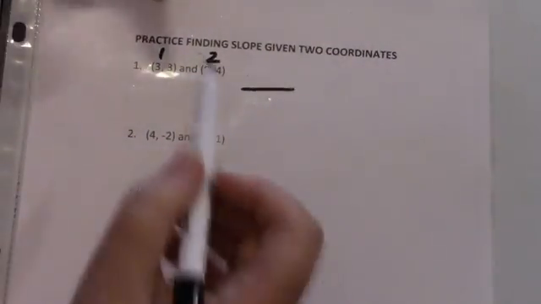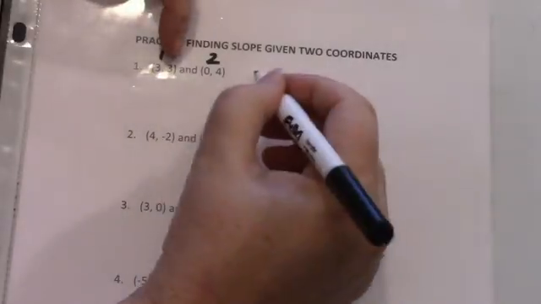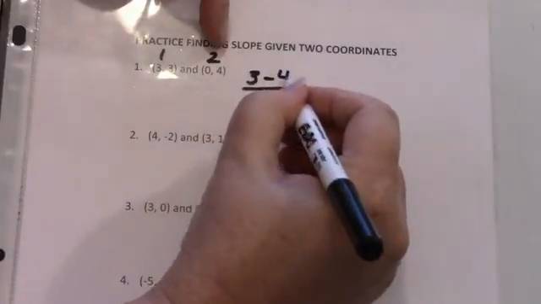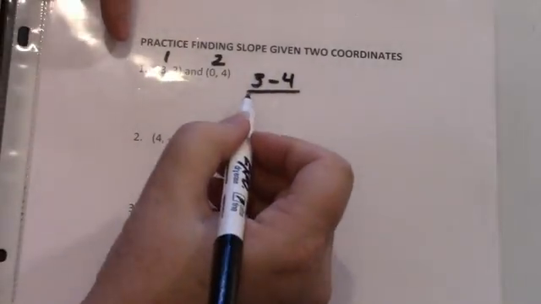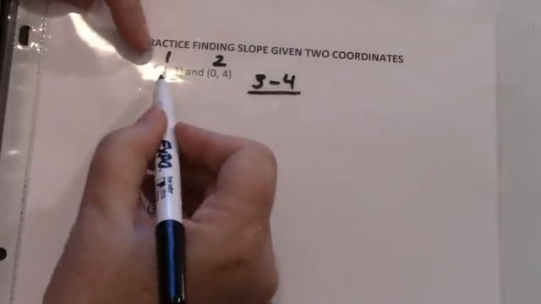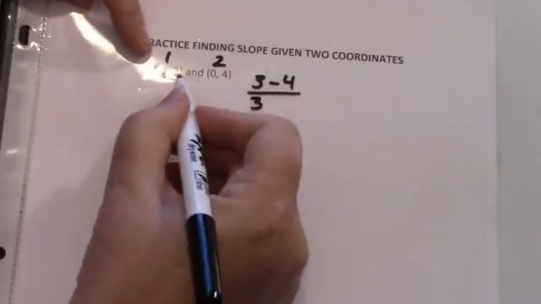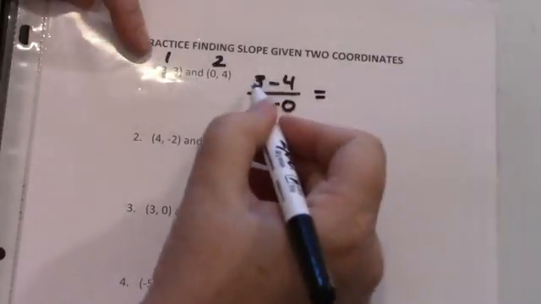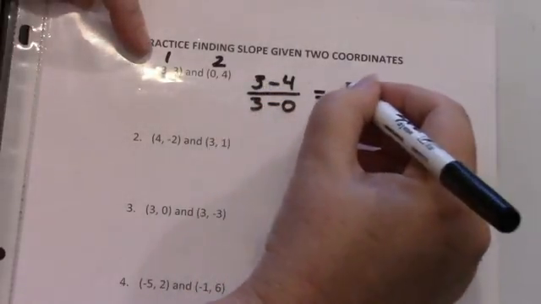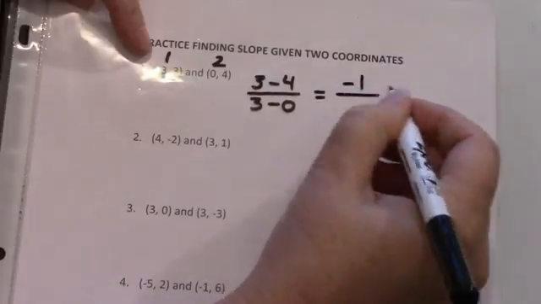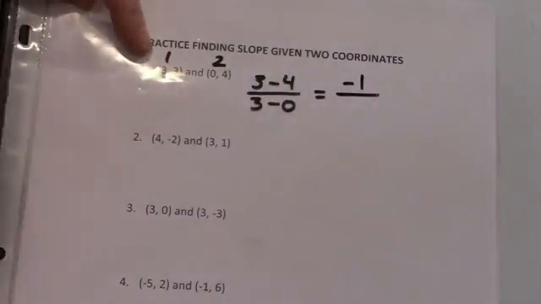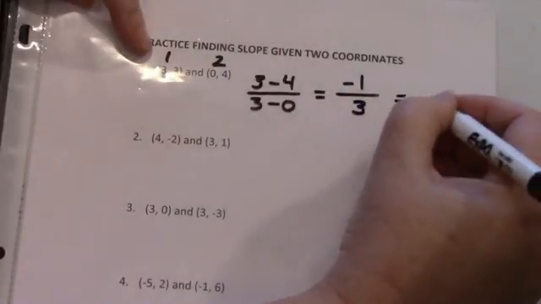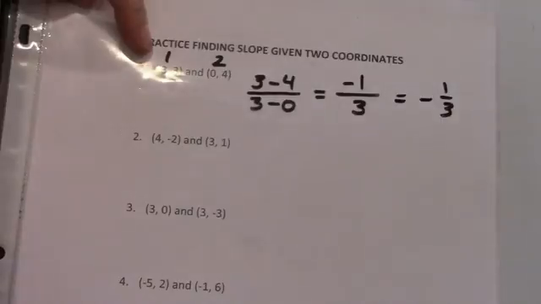We're going to take our y, which is 3, minus the y from our second coordinate, which is 4. Then we're going to do the same thing, but with our x's. 3 and 0, so 3 minus 0. What does this equal? 3 minus 4 is negative 1. We're taking away more than we started with. 3 minus 0 is 3, so our slope equals negative 1/3.